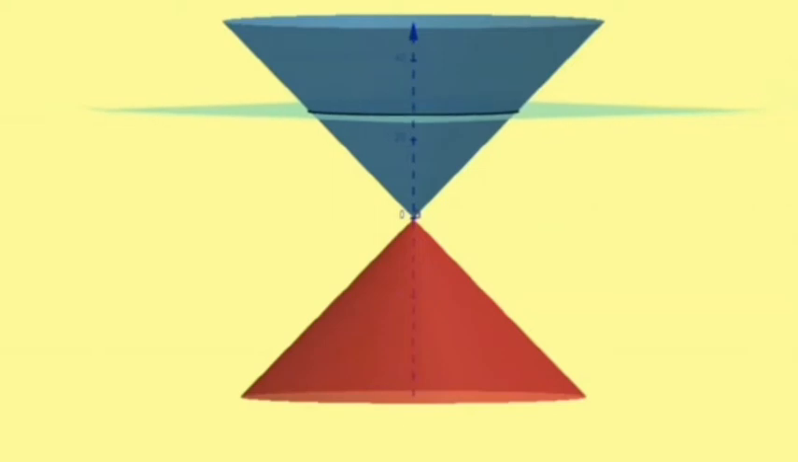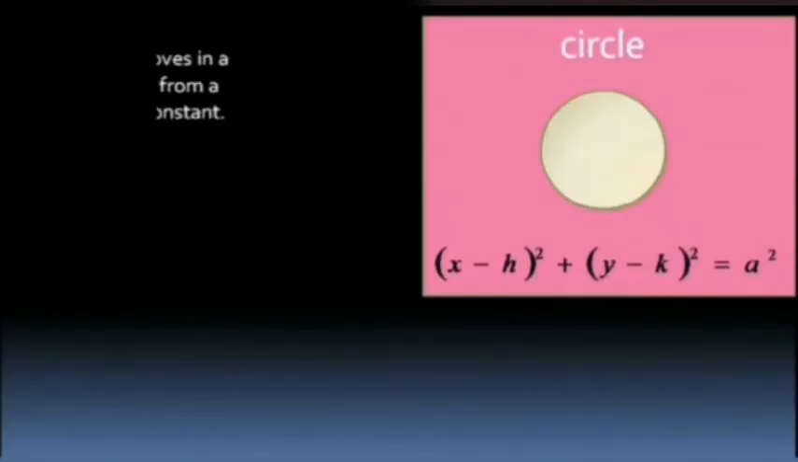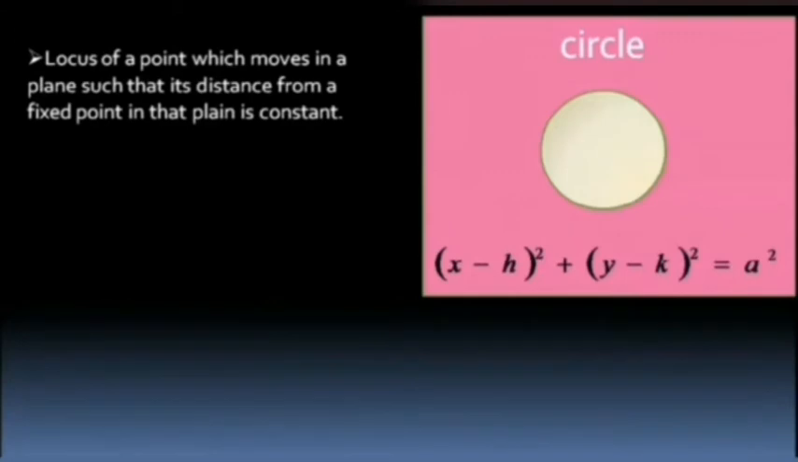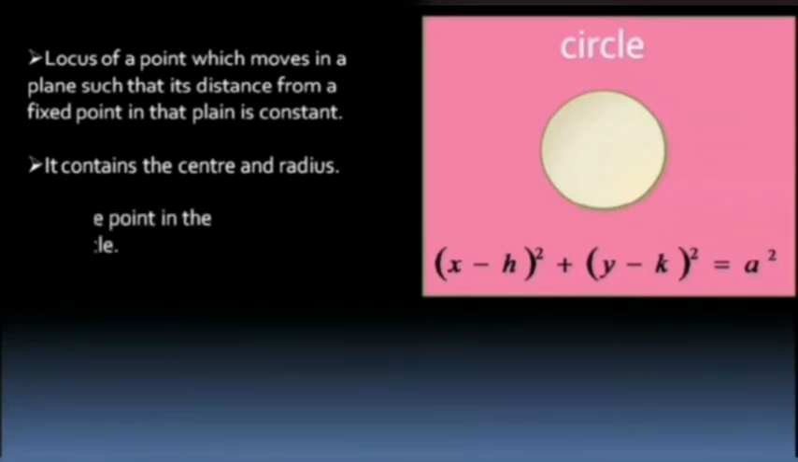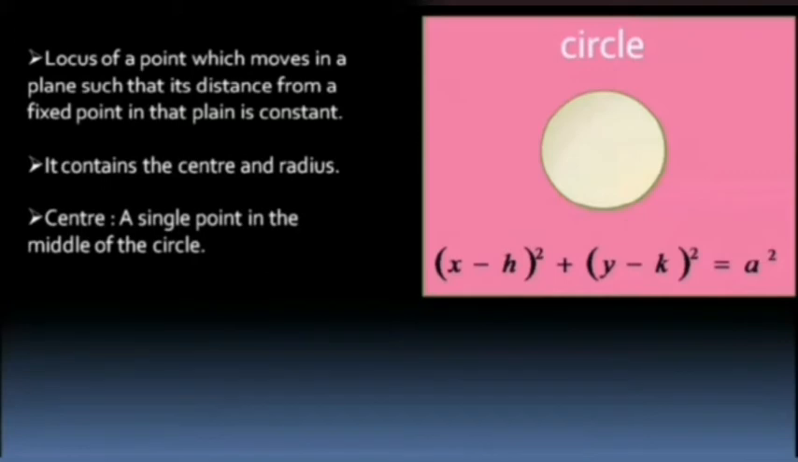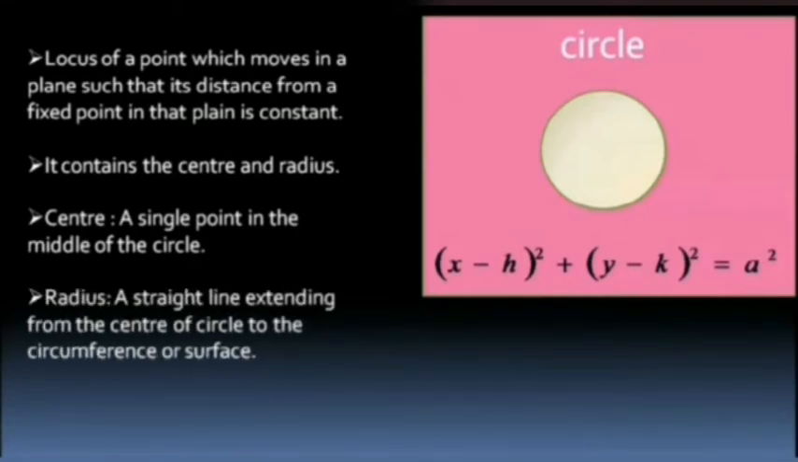When a plane cuts a cone at right angle to its axis, a circle is formed. Circle is defined as the locus of a point which moves in a plane such that its distance from a fixed point in that plane is constant. It contains the center and radius. A single point in the middle of circle is center, whereas radius is a straight line extending from the center of circle to circumference or surface.